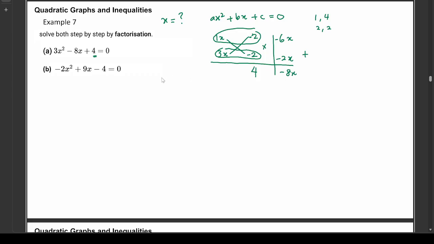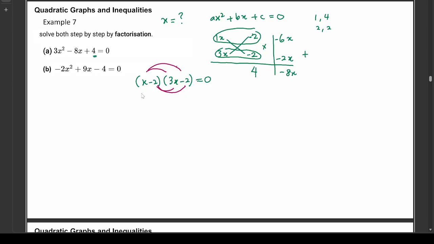Okay, so the answer is 1x minus 2, so x minus 2, times the other bracket, which will be 3x minus 2, and equals 0, right? You can do an expansion. That means you can try to expand it again, right? This times this, this times this, this times this, this times this, and simplify, and you will get back exactly the same equation, right? You can try it.